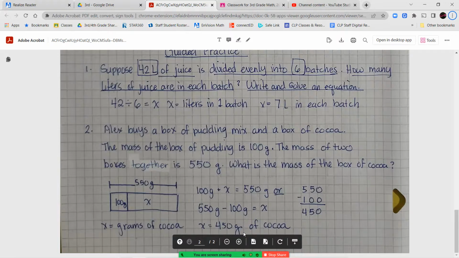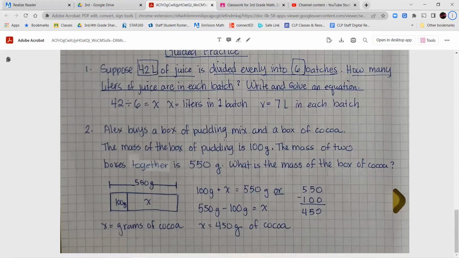So again, I wrote my variable. I explained what my variable is. I wrote my unit on my answer. I explained what I'm answering. There's 450 grams of cocoa. I didn't just throw a number in there. I showed all my work. So this is what you guys need to do when you are solving. Show your work and do it neatly so that you're able to clearly go over it when we go over it together in class. That way, if there's a mistake, we can find it and we can fix it together.